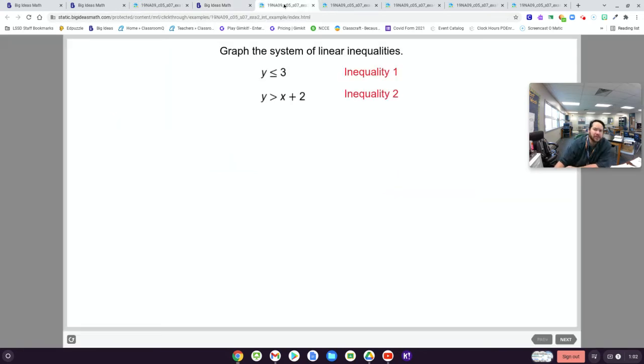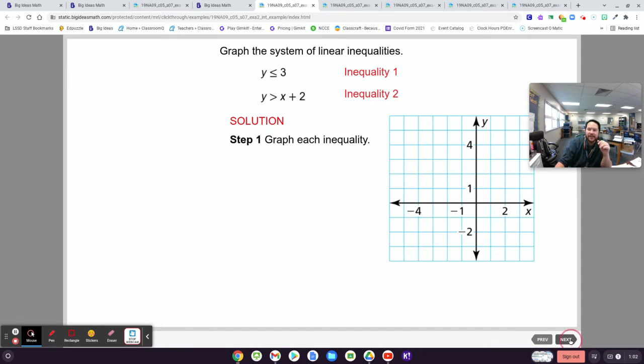Okay, let's jump through some quick examples. I'm just going to be clicking through. So if you're going to graph this system, y is less than or equal to 3, you're going to have a graph, and you're going to put a solid line going through 3 and shade everything below. Do this super lightly because this isn't your final answer. And then you're also going to graph y is greater than x plus 2. That'll be a dotted line because it's only greater than.